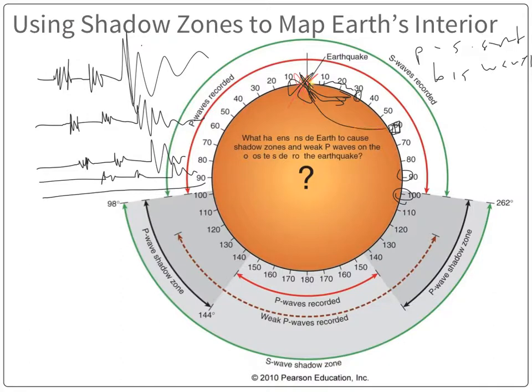Remember, these waves are having to go down deeper and deeper as they're going to these different stations. Ellie. There's something in here that these waves can't travel through. So they get to that something, and then they're either reflected off or refracted, but they're not, you know, following a nice smooth path.